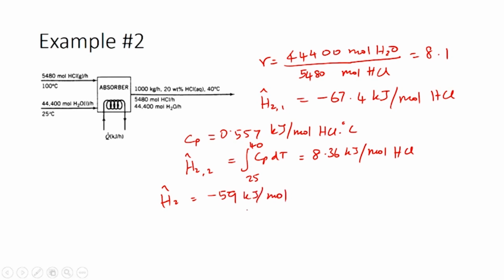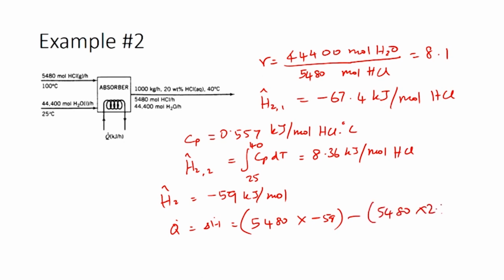So, from here we can substitute the value back into the enthalpy table and calculate Q dot. So, Q dot, which is equal to delta H dot, would be equal to 5,480 times minus 59, which is the enthalpy of the aqueous HCl leaving the system, minus the inlet HCl which is coming in, which is 5480 times 2.178. So, Q dot would be equal to minus 3.35 times 10 power 5 kilojoules per hour. So, this is the rate at which heat must be removed for the process to happen.